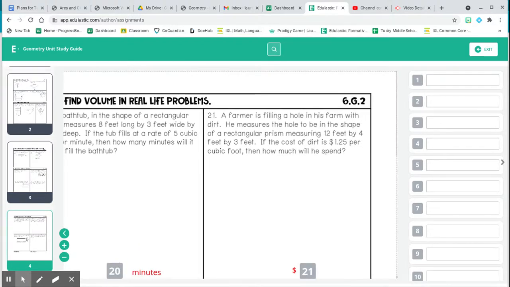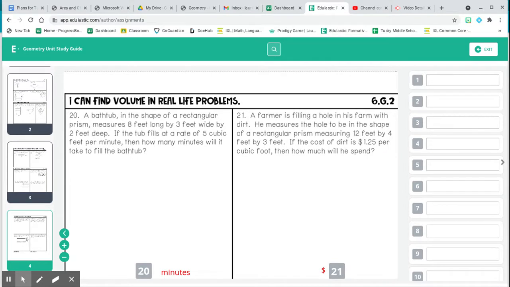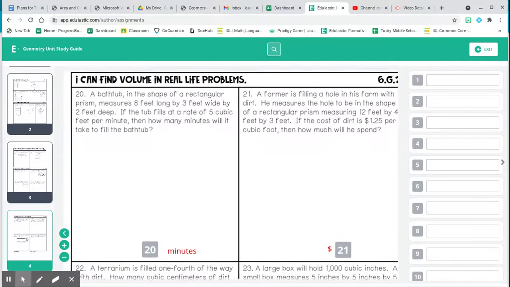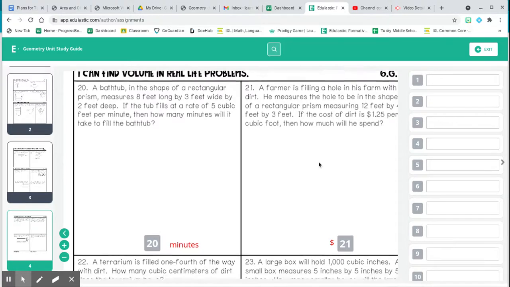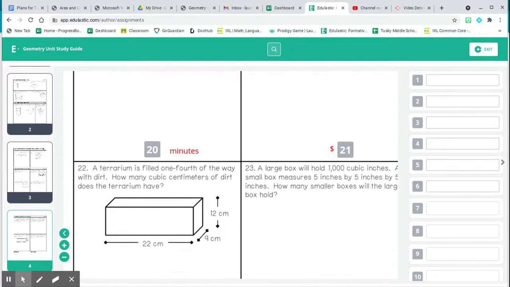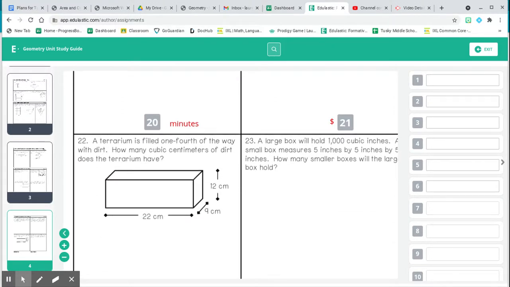And I want to say these are the kind of problems that you're going to be more likely to see on the state test, not just a basic find the volume of this figure, but find the volume and then do something else with it. So same thing, number 21 isn't just going to be the volume, it's going to be money dependent on that volume.